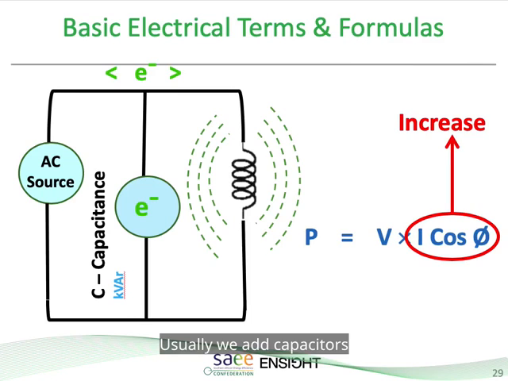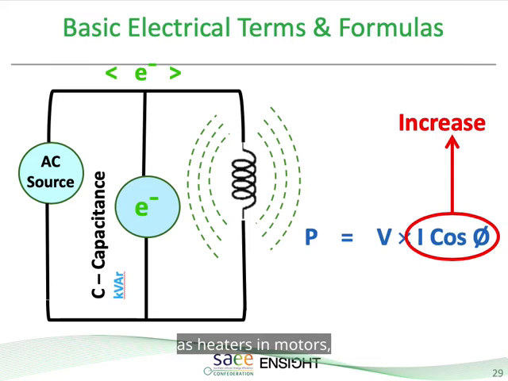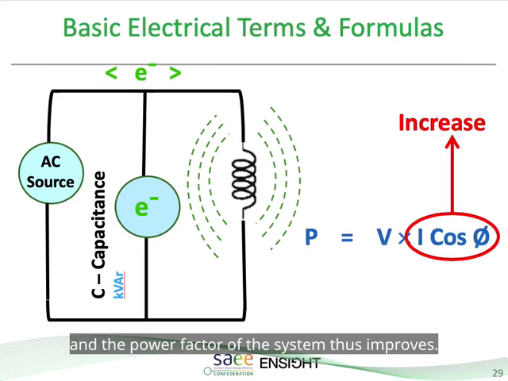Capacitance. Usually we add capacitance to correct the power factors. Capacitors ideally only draw reactive power. They don't constantly absorb electrical energy as heaters and motors do. Instead, they charge and then discharge. They bounce the energy back to the source. Capacitors supply lagging VAR required by the appliances, so the reactive power drawn from the main supply gets reduced, and the power factor of the system thus improves.